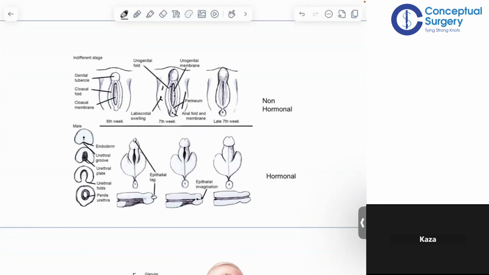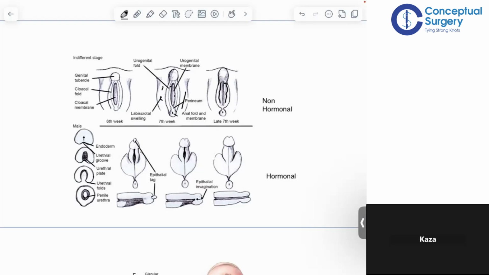And as the development takes place, a stage comes when you have the urethral folds sitting on either side. You can see them here sitting on either side, and there is a small gap in between. This area tubularizes in the case of males and then forms the penile urethra. In females, the development takes the course of labia majora, etc. So this, therefore, is the non-hormonal phase, and this is common for both males and females. Hypospadias obviously does not occur in females.